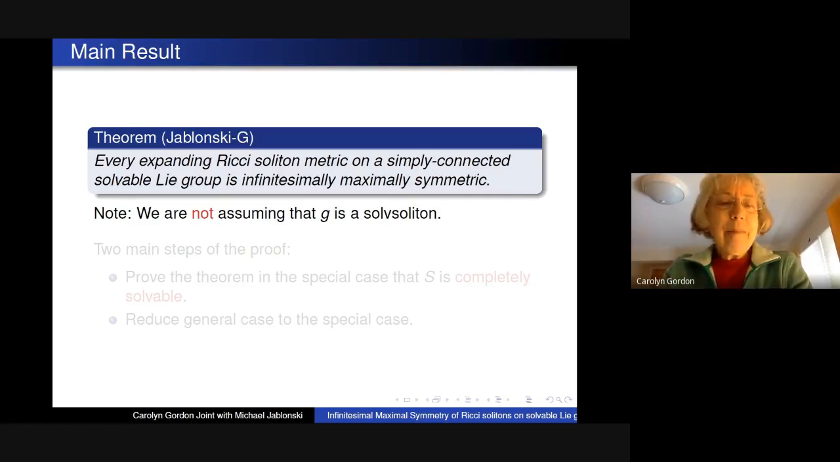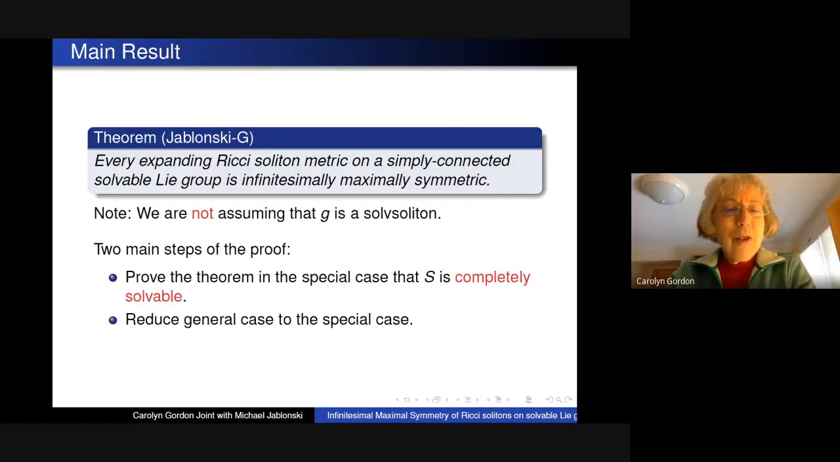So the main result I want to talk about is that every expanding left invariant Ricci soliton metric on a simply connected solvable Lie group is in fact infinitesimally maximally symmetric. I want to emphasize that we're not assuming that the soliton is a solved soliton. It can be any expanding Ricci soliton. There are two main steps of the proof. The first step is to prove the theorem in the special case that S is completely solvable. In this case, the soliton will be a solved soliton, and it will be unique by Jorge's theorem. Then you reduce the general case to the special case. Yes, any questions?